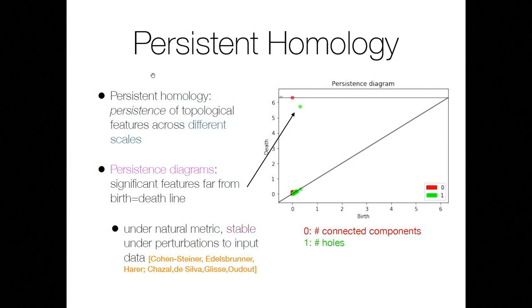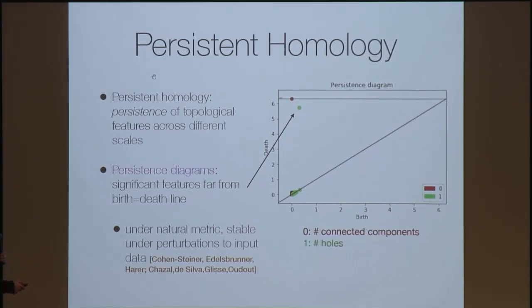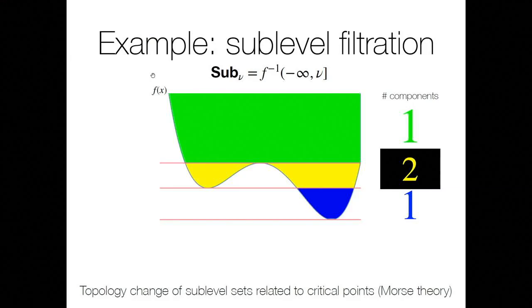What we look at is the persistence of topological features across different scales. It turns out that when you turn the crank, you can actually track individual features. And so features that we think of as important for the distribution of points will live far from this birth equals death line. So we do a scatter plot called a persistence diagram for when various features are born and die. And if a feature is alive for a long time, we think of it as significant. A nice feature of this process is that under a natural metric, it's stable against perturbations to the input data.